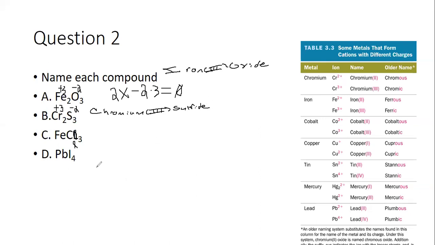And then for C, chlorine is -1, and we have 3 of those. So iron must be +3 to make that a neutral compound. So just like in A, we have the same type of iron. So this is iron 3 chloride.